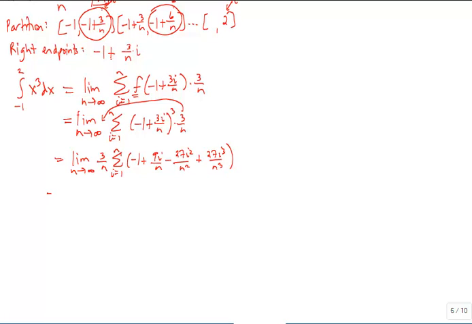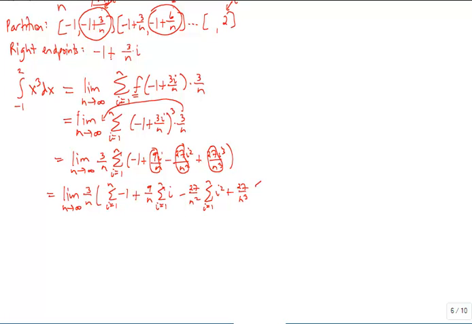Okay? All right. Now what we want to do is split up these 4 terms into 4 different sums. So the sum of the negative 1. This 9 over n, I'm going to go ahead and pull it out front of my sum. So I'll just have the i in there, minus this 27 over n squared. I'm going to go ahead and pull that out front of my sum. So I'll have just the sum of i squared. And then over here I'm going to pull out my 27 over n cubed. And that'll leave me with the sum of i cubed.